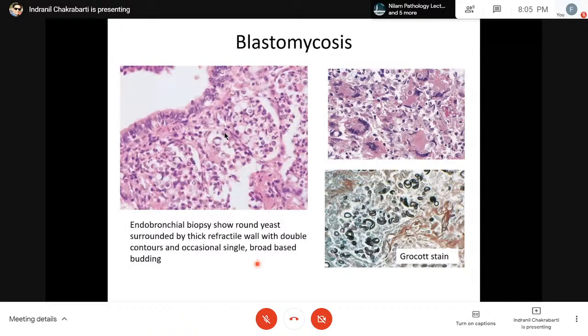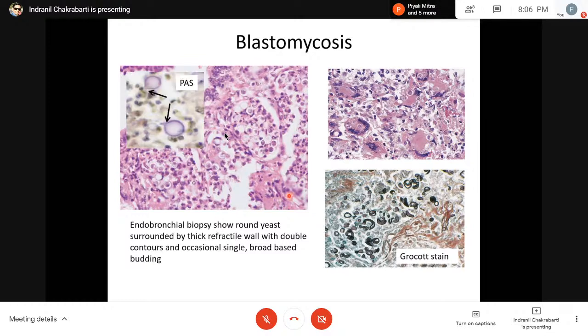Now, blastomycosis. B for B, blastomycosis, we get broad-based buds. Here you can see an endobronchial biopsy, and these are round yeasts surrounded by a thick refractile wall with double contours. You can see the double contours here, and occasionally single broad-based budding. Here, inside the giant cells, you can see these round yeasts. By various silver stains, we can stain them, or by PAS stain, we can highlight these broad-based buds.